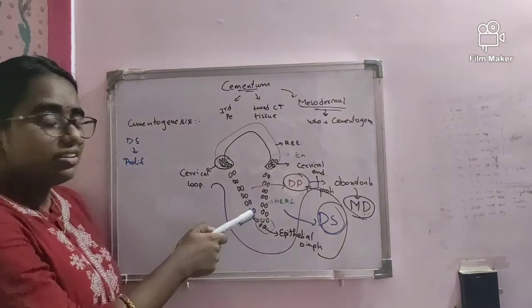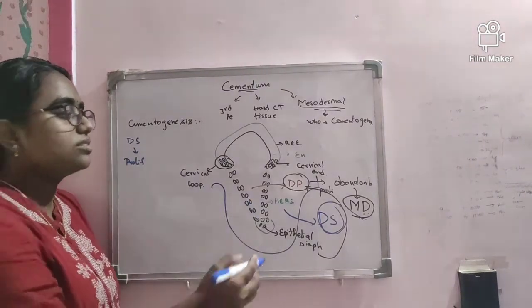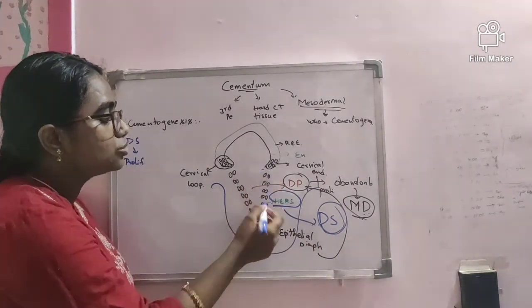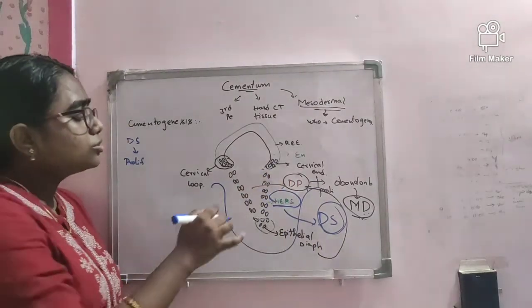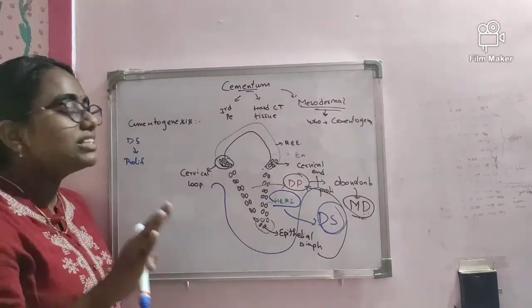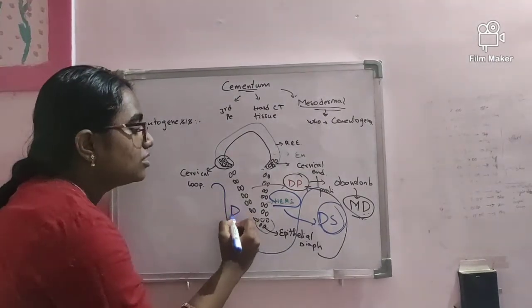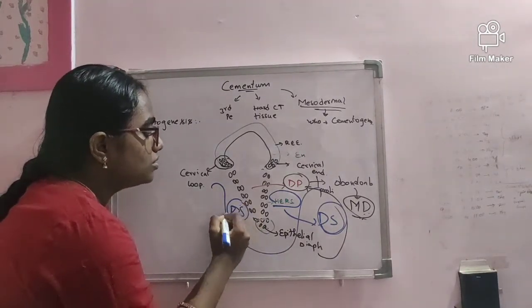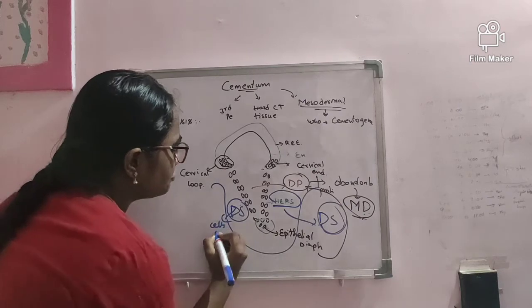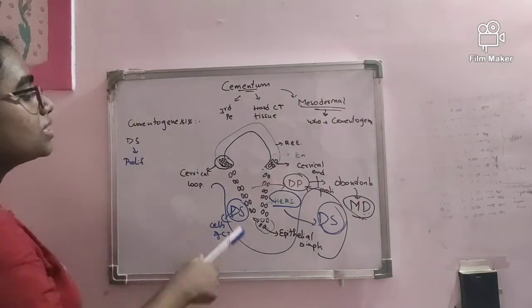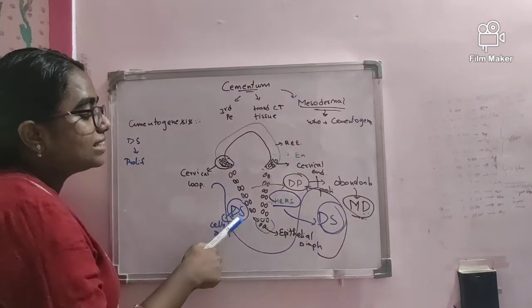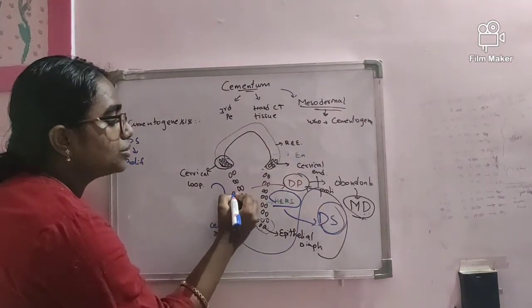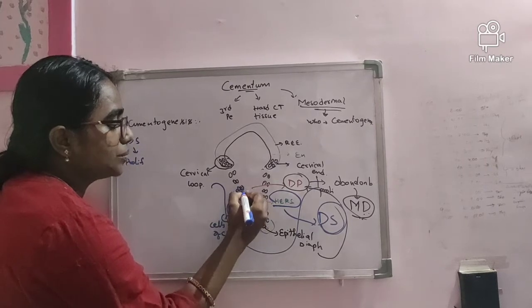I already said Hertwig's epithelial root sheath. In this name it says it's an epithelium. So this root sheath is an epithelium. Near to epithelium there is always a connective tissue. So the dental sac is a connective tissue. So this is the epithelium and the dental sac is the connective tissue. What happens is that the cells of connective tissue proliferate.